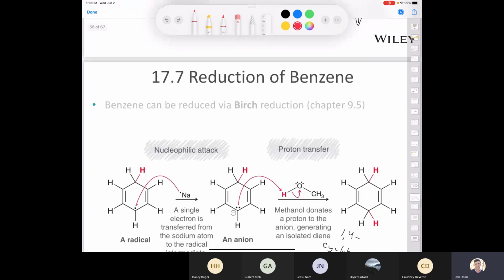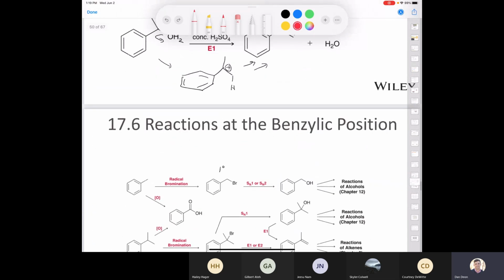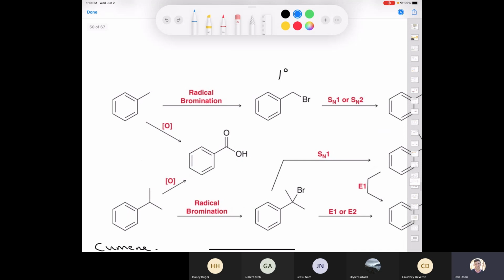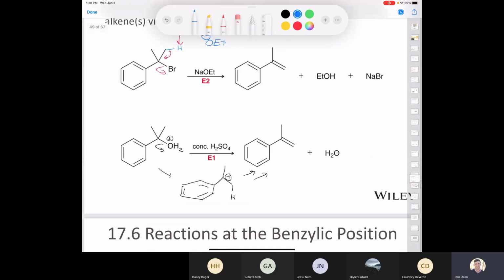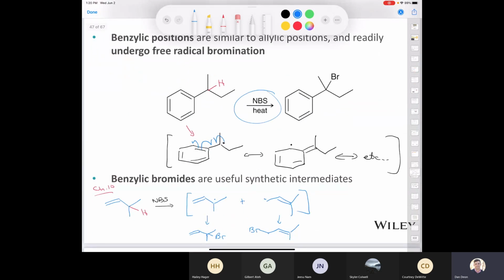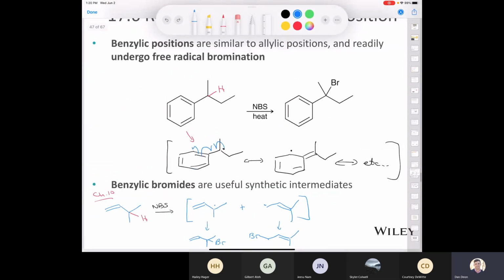If I feel like we never covered that, let me back up here and let me show you. In section 17.6, we covered reactions at the benzylic position, right? We covered radical bromination, right? How do we do that? We use NBS, okay? So we're not going to use bromine and light to do that, okay? So let me go back here. We're going to use NBS and heat to do that, which is the best way to do a bromination at a benzylic position. So NBS and heat is going to be our first step.